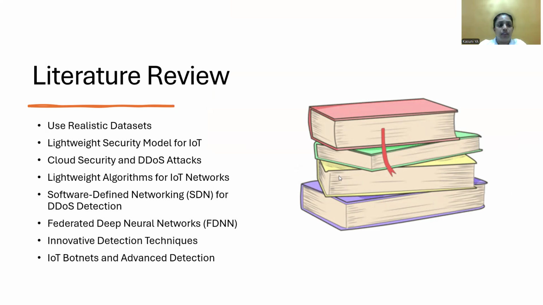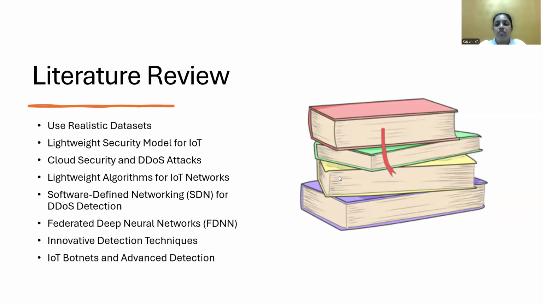Use realistic data. And the second one, lightweight security model for IoT. Here, the study tested a lightweight security model in a real-world home network. Researchers created a botnet by infecting IoT devices and then launched a DDoS attack. They developed a detection system that blocked the attack while keeping normal traffic running smoothly. The system added minimal delays, proving it could work in real-life scenarios.